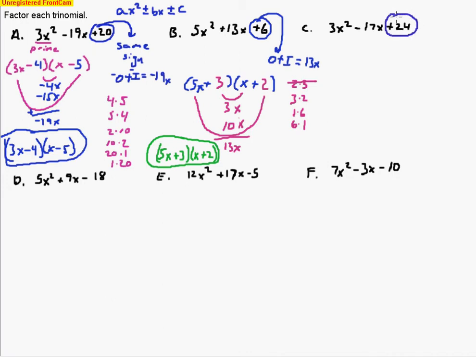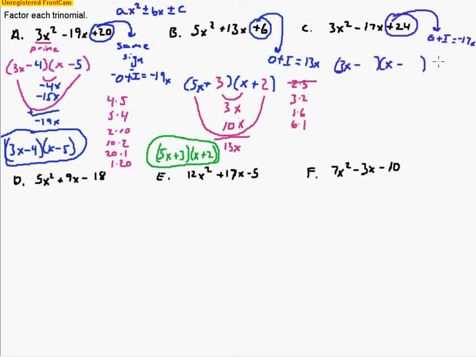Let's take a look at this one here. We've got a plus sign. Again, that means that we're going to end up adding the outside and inside terms. When we do so, we get a negative 17x. So what we know right away is that both signs are negative. So we fill in those signs and try the different numbers that make 24. But before we do that, let's fill in the numbers that make 3x squared, which should just be 3x and x. So let's go ahead and try those numbers that make 24.